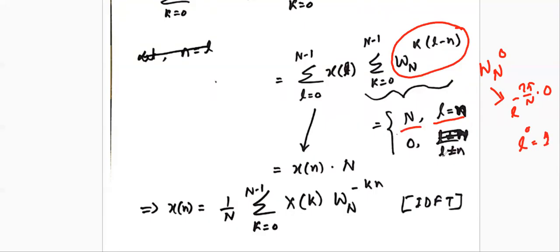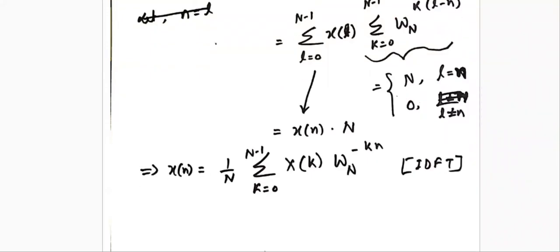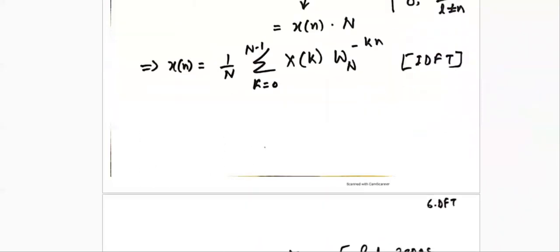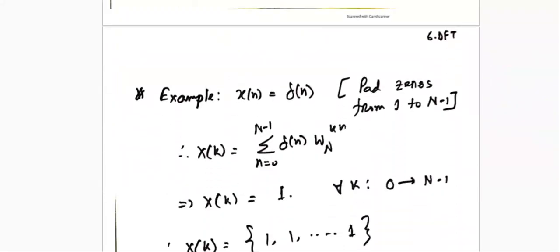On the other hand, if L is not equal to N, why is that equal to 0? Just express it yourself and you will find the answer. Okay, so then we'll use this concept in the case of the discrete Fourier transform.